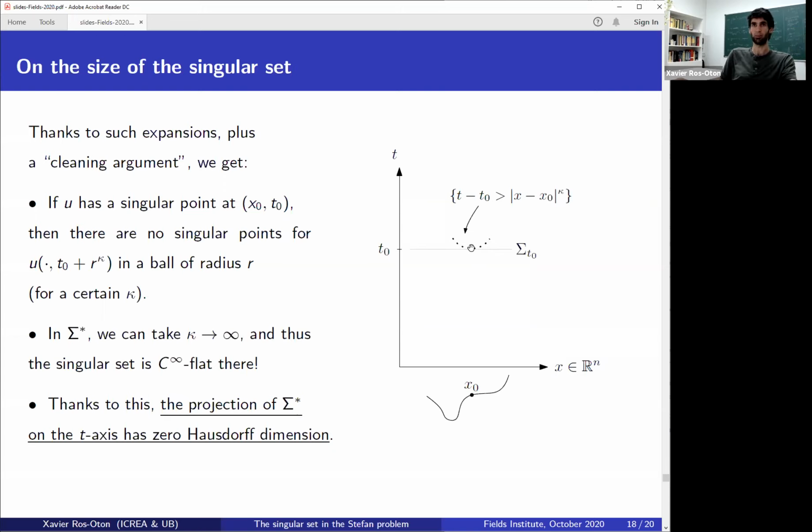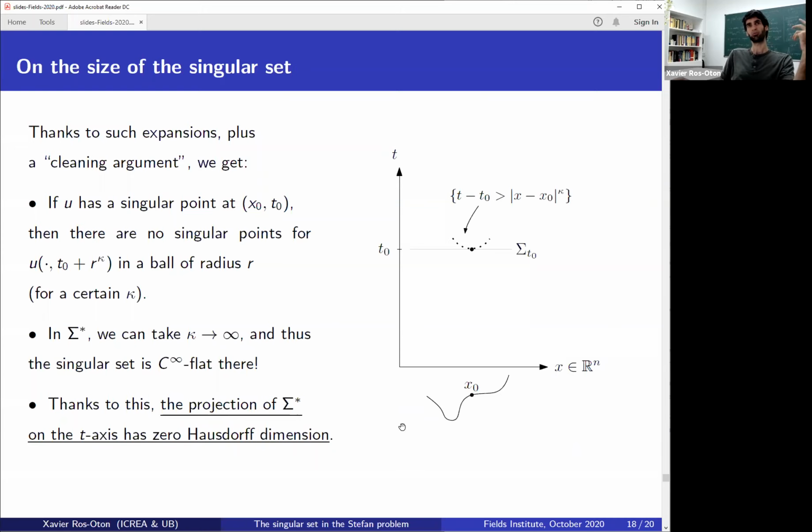So the singular set in sigma star is Symfinity flat, and then in particular, we prove this. This is now a GMT lemma, which is quite simple. This implies that the projection of sigma star on the t-axis has 0 Hausdorff dimension. So in a sense, if you look at the t-axis only, you look at the dimension of the set of singular times, sigma star doesn't matter at all.